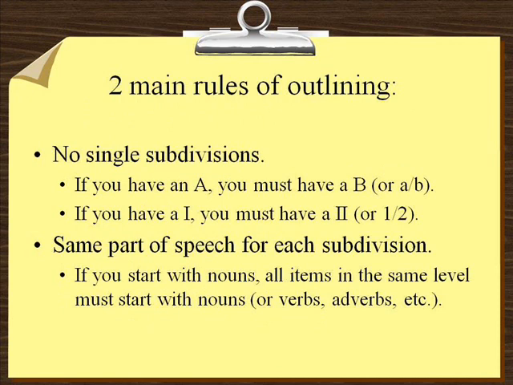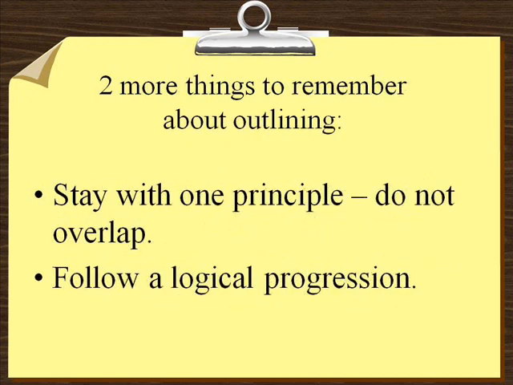There are two primary rules of outlining. The first is that you cannot have any single subdivisions. In other words, if you have an A, you must also have a B to go with it. If you have a 1, you must also have a 2. The second rule is that you must use the same part of speech for each subdivision. If you're using a noun as the first word in your topic outline, then all of the words for that level of division or subdivision must start with nouns. If you choose to start them with verbs, then they all must start with verbs. This is the parallel format that I just mentioned.